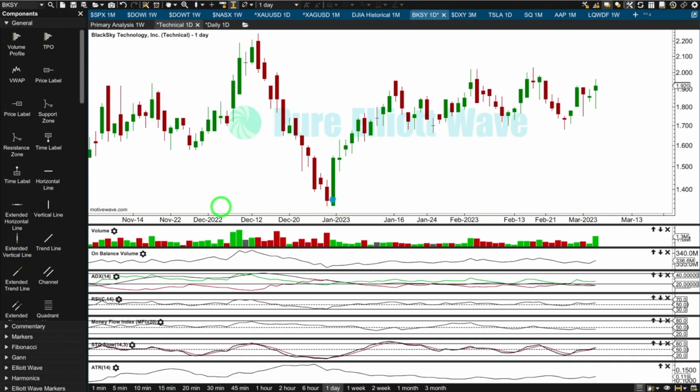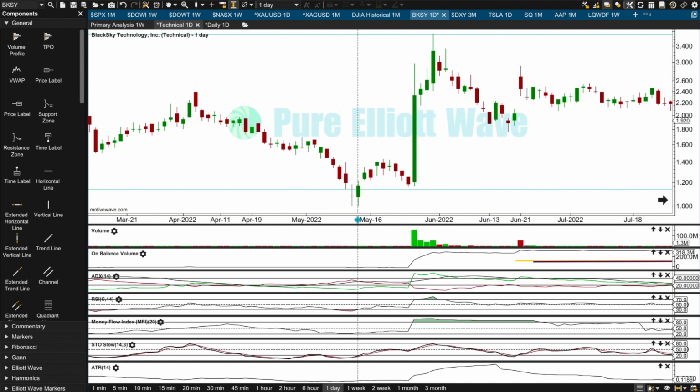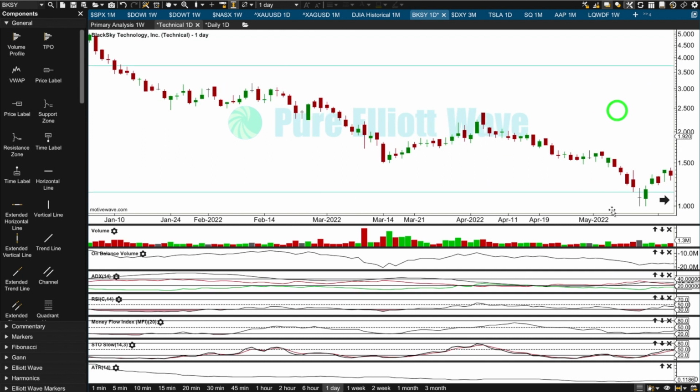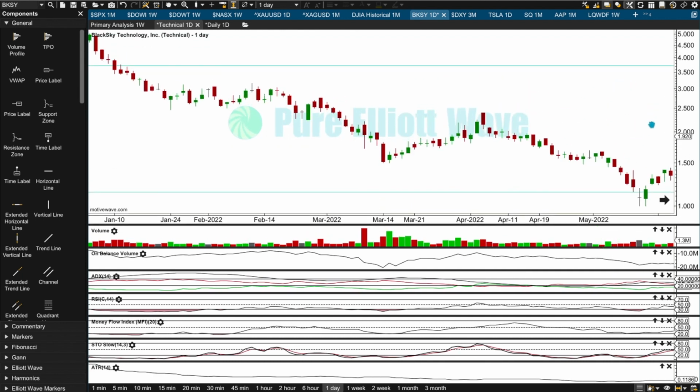Very recently, there's a huge bullish engulfing candlestick pattern for the 30th of December, but it lacks support from volume, so a bit suspicious there. Here's the major low. This was the 11th and 12th of May 2022. This is a bullish engulfing candlestick pattern, but when we look at volume, it too lacks support from volume. So on the weekly chart, we've got stronger candlestick patterns with support from volume.